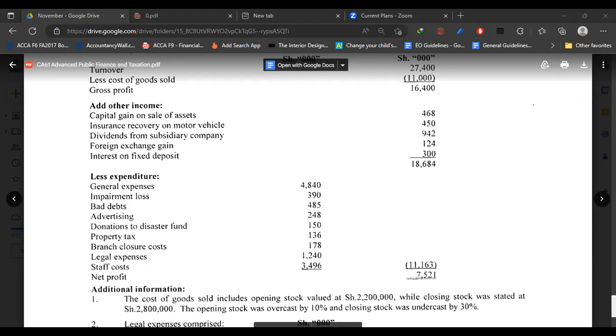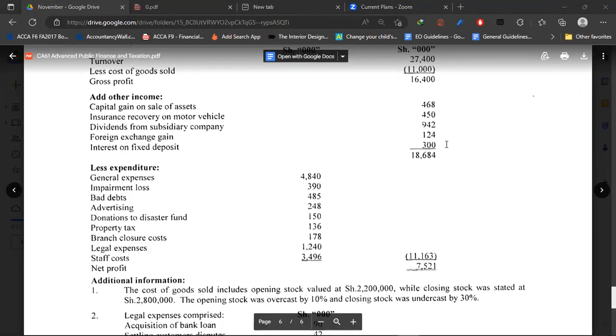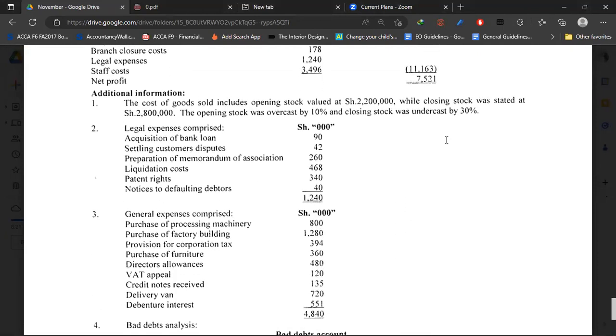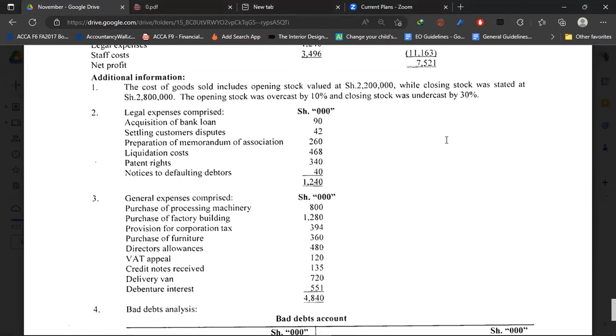Additional information. The cost of goods sold included opening stock valued at 2.2 million, while closing stock was stated at 2.8 million. The opening stock was overstated by 10% and closing stock was understated by 30%. Legal expenses comprised acquisition of bank loan 90, settling customers' disputes 42, preparation of memoranda of association 60, liquidation costs 68, patent rights 340, notices to defaulting debtors 40.